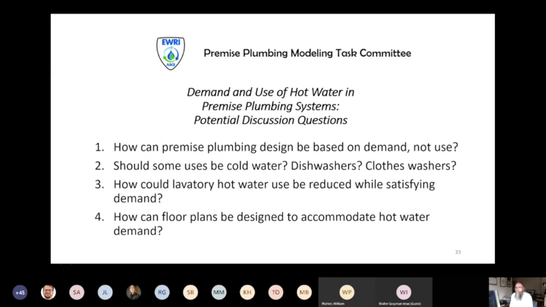And then maybe we should start thinking about plumbing design based on demand. Maybe some uses should be cold water, dishwashers and clothes washers. Do we want to maybe make the sinks default to cold unless you actually want hot? And then a big question is, how do you get the floor plans to scrunch in so you don't have the long pipes that need to be fat to get the hot water to where they're going? And that should be it for me.